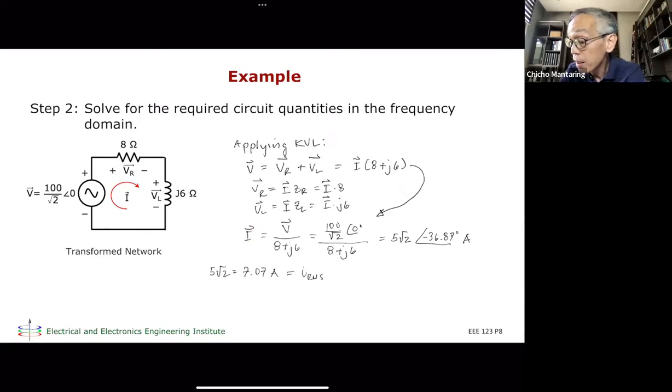What is V_L? The phasor value of V_L is just I multiplied by j6. Again, you just do that in your calculator. This is 30 times the square root of 2 at an angle of 53.13 degrees, and this is volts. Any questions? So I have computed the phasor value of I and the phasor value of V_L.